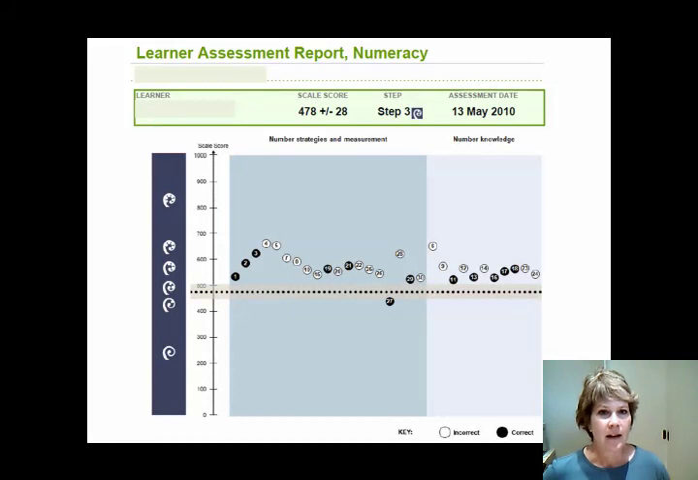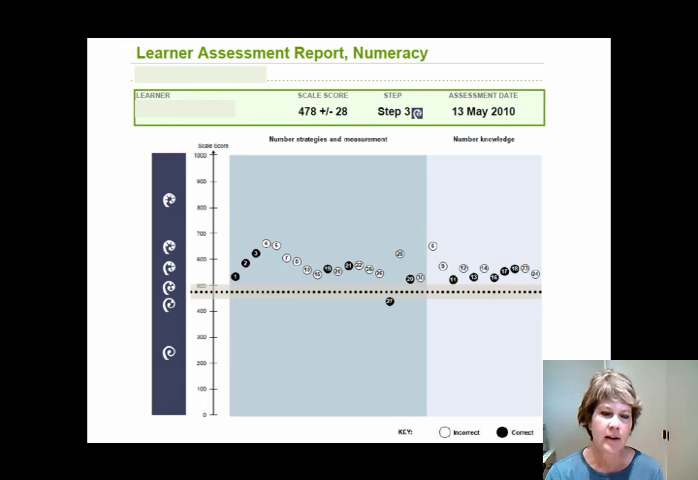We're looking here at the scatterplot portion of a learner assessment report that was generated for a learner who did an online adaptive general numeracy assessment. The scatterplot is used to display the results so that we can get a quick picture of the learner's ability. It's a case of a picture being worth 1,000 words.